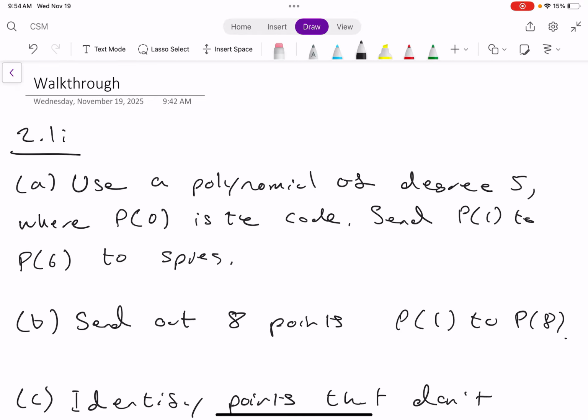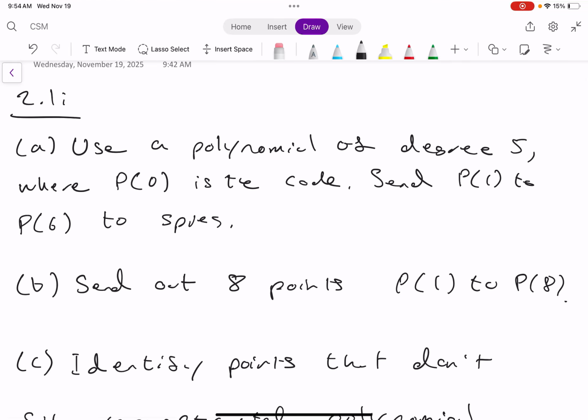Okay, let's look at part B. Suppose 2 spies are actually double agents who might try to alter their parts of the message to disrupt the mission. How should Agent 0 modify this scheme? Well, instead of sending out 6 points, we can send out 8 points, p of 1 to p of 8. So even if 2 points get corrupted or are altered, right, we still have 6 good points. And we only need 6 good points to reconstruct this degree 5 polynomial.